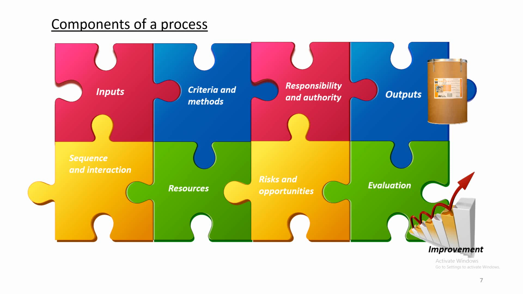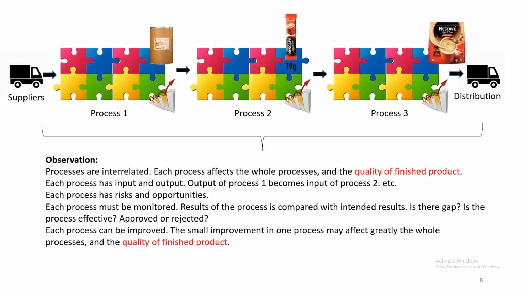So it has inputs and outputs, putting separately, even though they may come together as a component, so that it is clear that input differently, output differently from the same process. So you have criteria and method, responsibility and authority, sequence and interactions, resources, risks and opportunities, and evaluations. Finally, improvement, I'll put there a little bit outside the whole box.